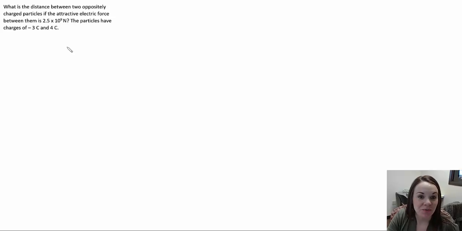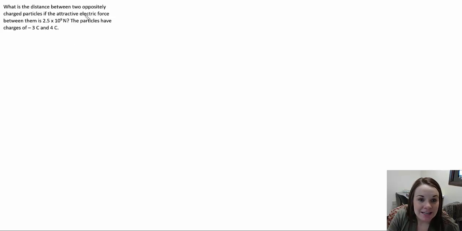Today we're going to solve the problem shown. It says, what is the distance between two oppositely charged particles if the attractive electric force between them is 2.5 times 10 to the ninth newtons? And it tells us here that the particles have charges of -3 coulombs and 4 coulombs, respectively.